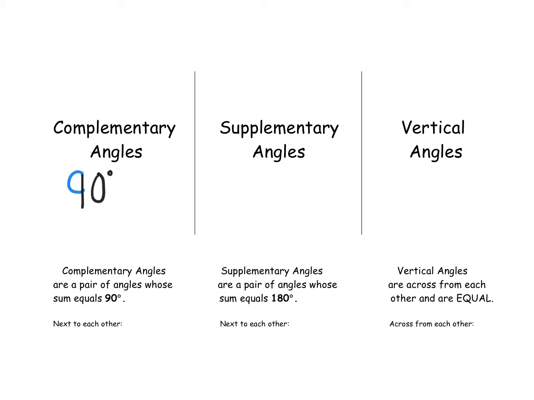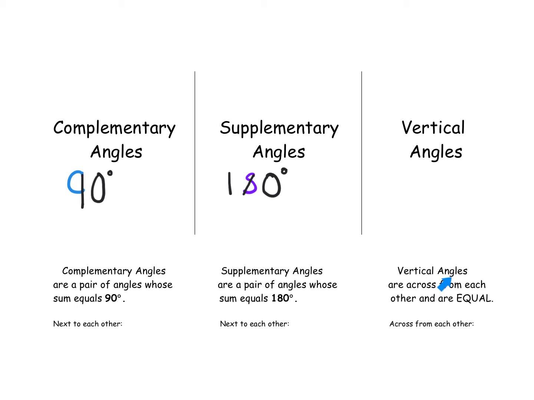When we have supplementary angles, we're going to start with the S. And again, we're going to connect the ends of the S to make an 8. And then we're going to draw in 180 degrees. So that's one way to remember that supplementary angles are a pair of angles whose sum is 180 degrees.